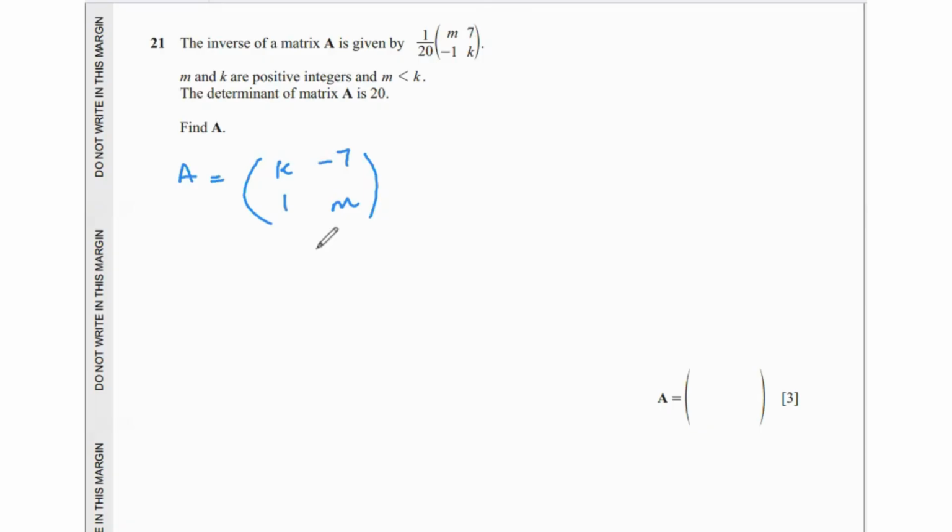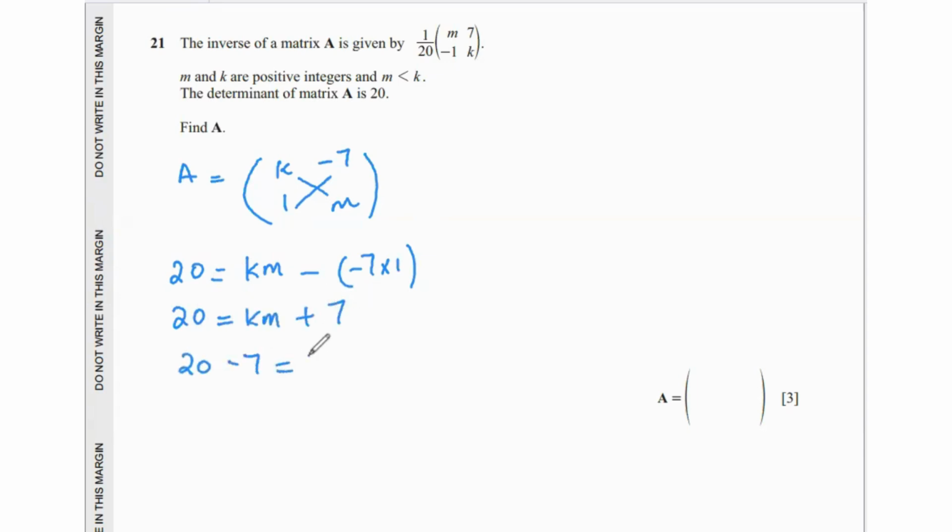Now, the determinant is found by cross multiplying the numbers and then finding their difference. So 20 equals k times m minus negative 7 times 1. So that's 20 equals km plus 7. 20 minus 7 equals km, and 13 is km. Now we know 13 is a prime number, so that means the factors of 13 are only 13 and 1. So this is what k and m are going to be.